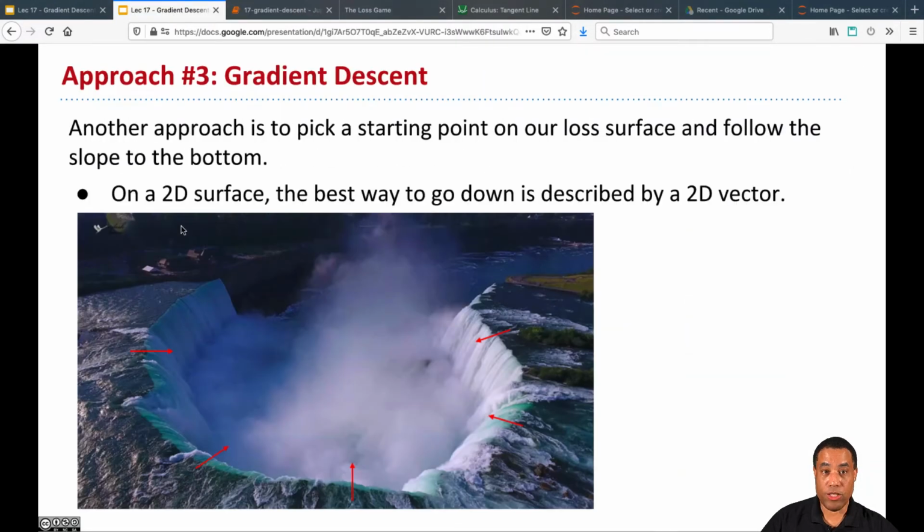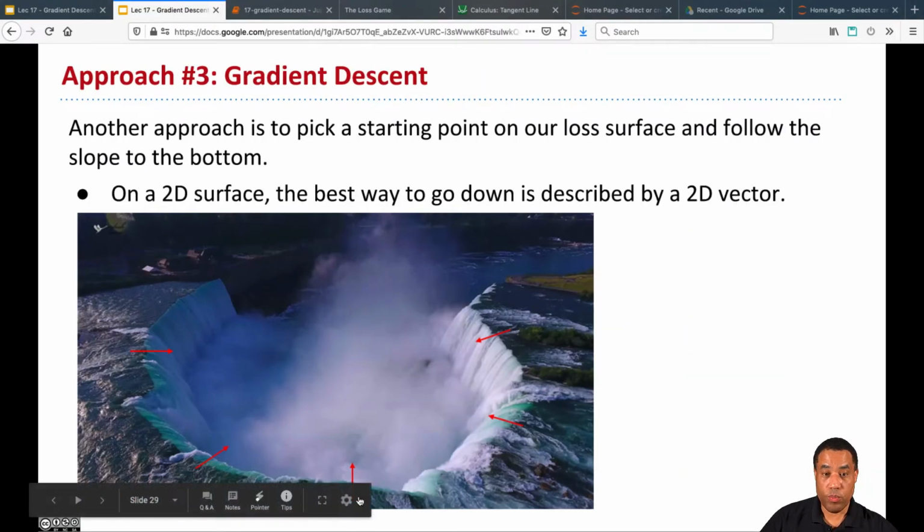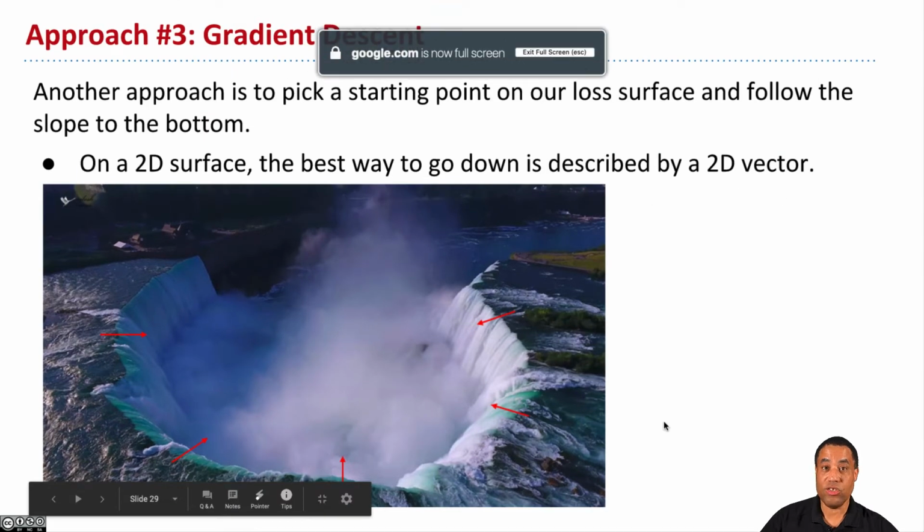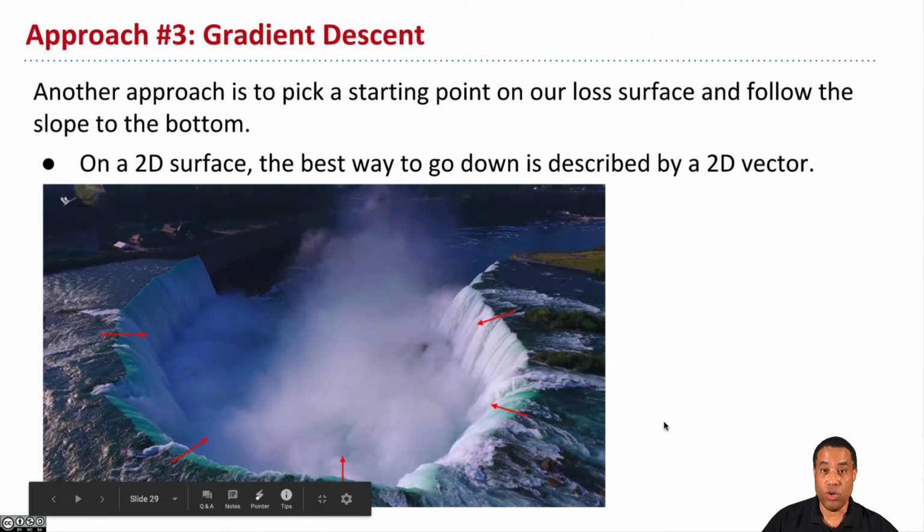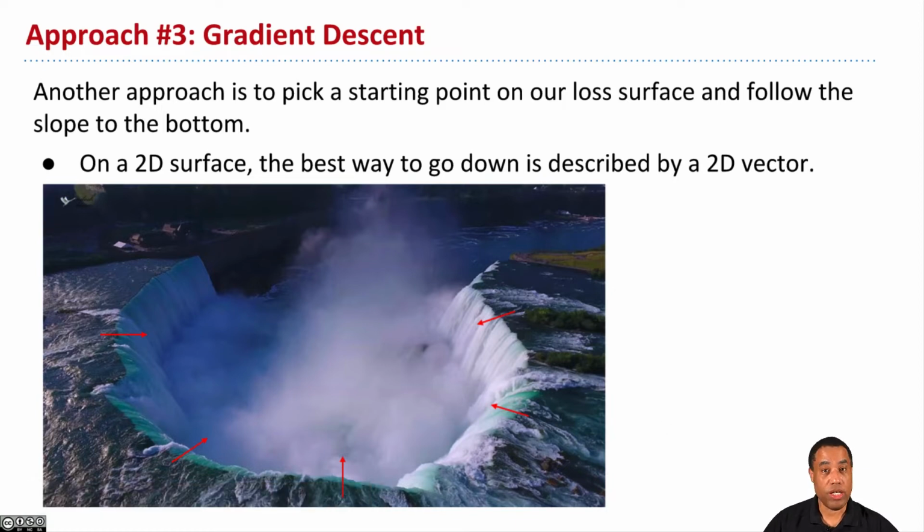So that's brute force. The third approach that I want to look at is gradient descent. Okay, so the other alternative, what we'd like to do as an algorithmic approach is we pick a starting point on our loss surface, and then we just follow the slope to the bottom. Now, when we did that in one dimension, our gradient would tell us move to the left or move to the right. So it was just one direction.